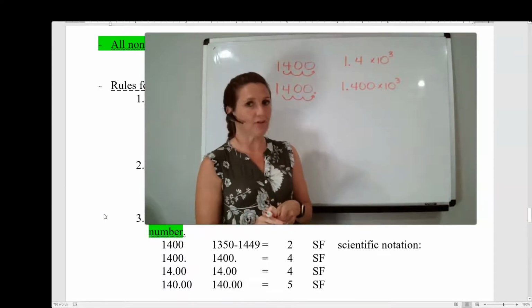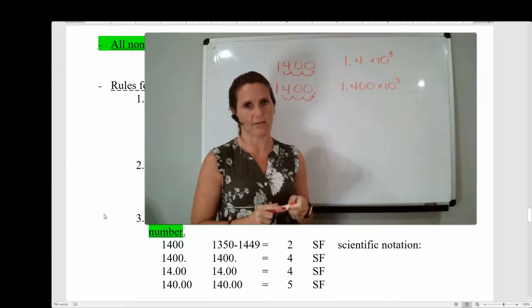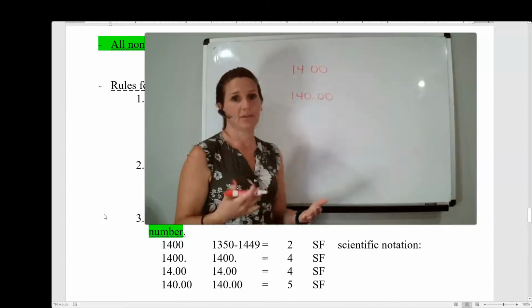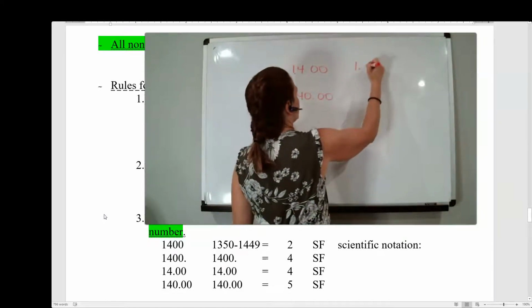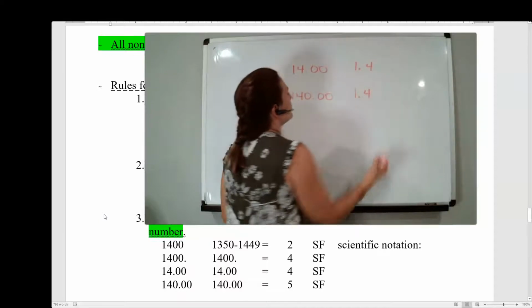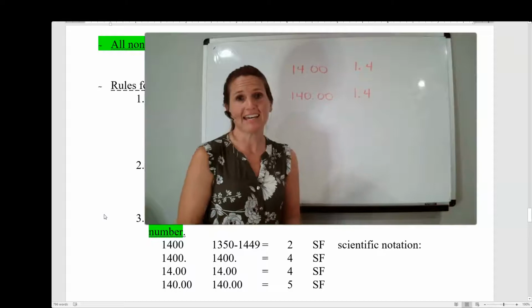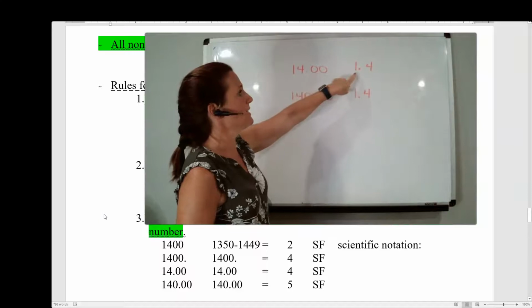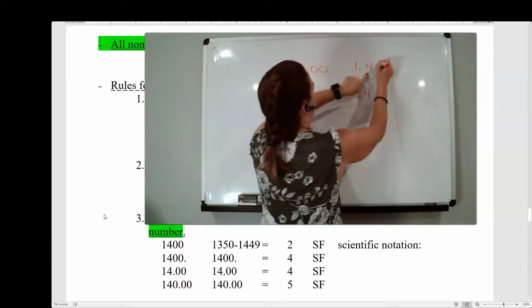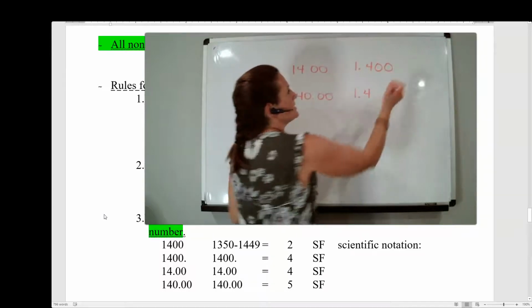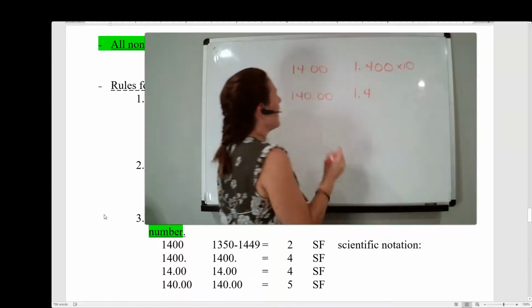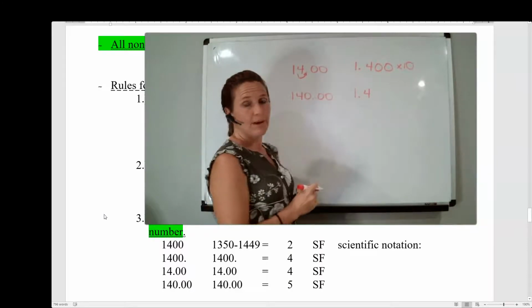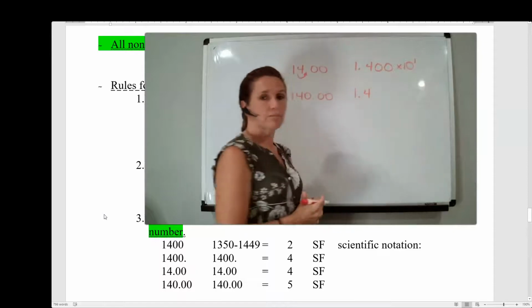Okay, so let's look at the other 2 examples, 14.00 and 140.00. Both of these, like the other ones, become 1.4. The question is, how many zeros do they get, and what's the exponent? This one had 4 significant figures, so I need to keep 4: 1.400. Times 10, and I only need to move 1 place to get back, so times 10 to the first power.